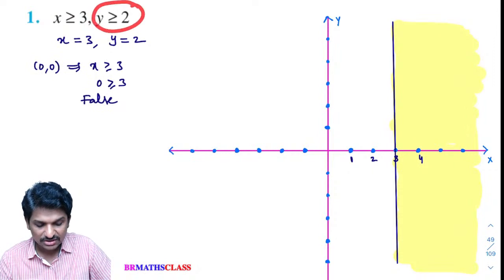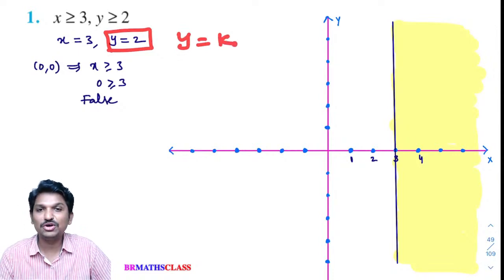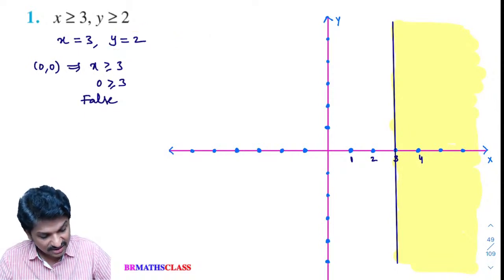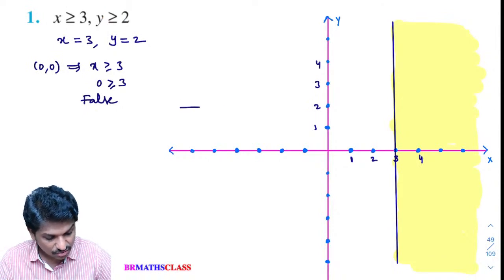Now I'll solve this one. Here y equal to 2 is there. You know about y equal to k. What do you know about y equal to k? Y equal to k is a straight line which is parallel to the x axis. Here y values 1, 2, 3, 4 like that. Parallel to the x axis. You draw it. Here greater than or equal to is there, so a normal line only. Y equal to 2. Okay.